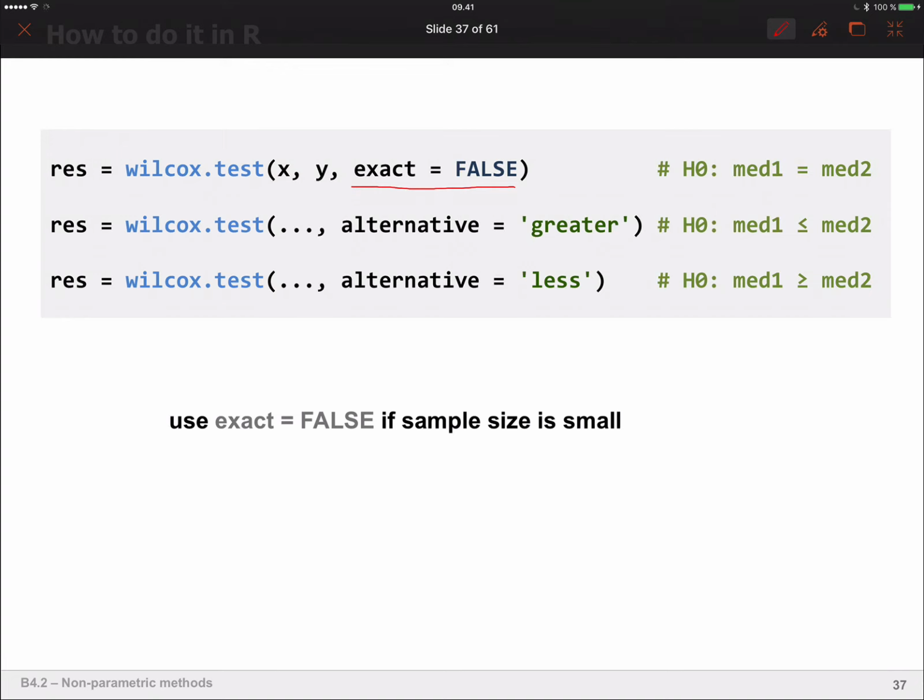And then you can see that the procedure is very similar to the t-test. For two samples, you just provide two vectors with the real values, and then the function wilcox.test does everything for you. And again, if you want to use only one tail, then you can just provide the parameter alternative.